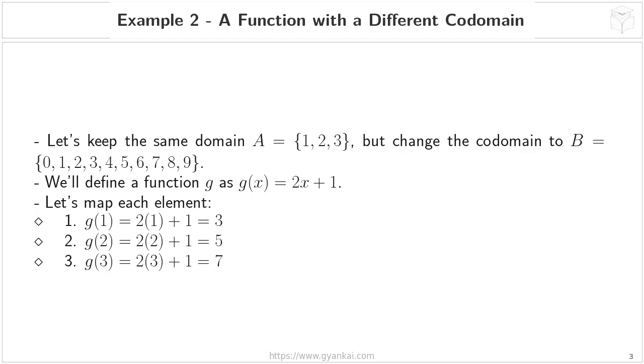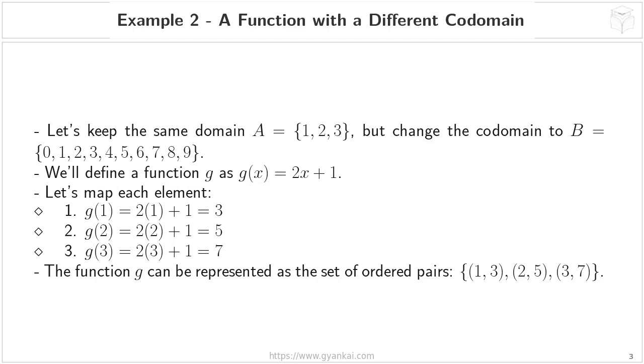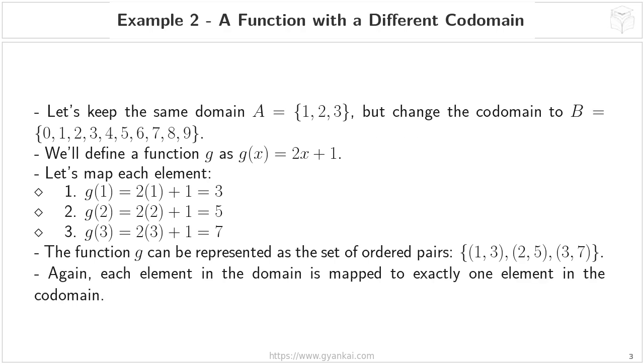First, if we input 1 into the function, so g of 1, we get 2 times 1 plus 1, which equals 3. Next, if we input 2, so g of 2, we get 2 times 2 plus 1, which equals 5. And finally, if we input 3, so g of 3, we get 2 times 3 plus 1, which equals 7. So we can represent this function as a set of ordered pairs. We have 1 paired with 3, 2 paired with 5, and 3 paired with 7. We write this as the set {(1, 3), (2, 5), (3, 7)}. Remember, each input has exactly one output, which is a key characteristic of a function.